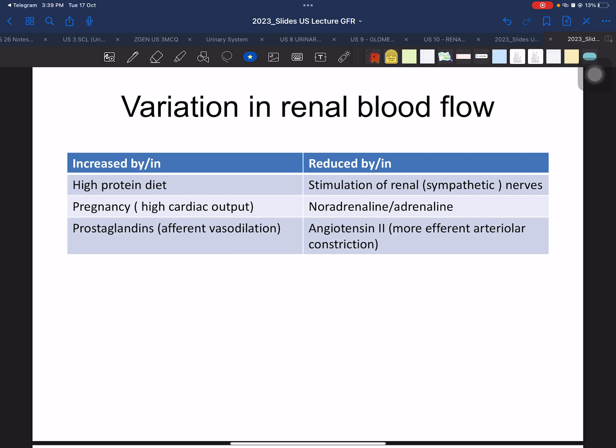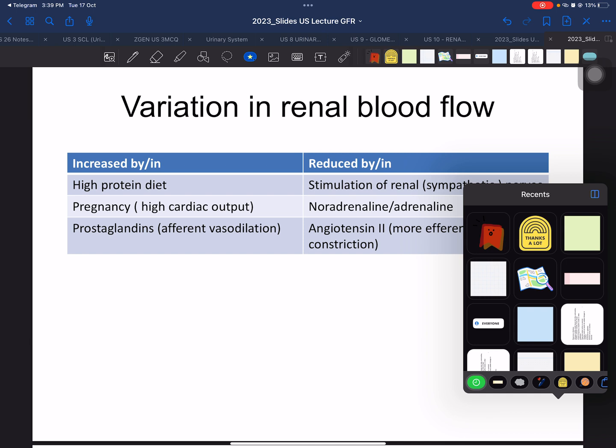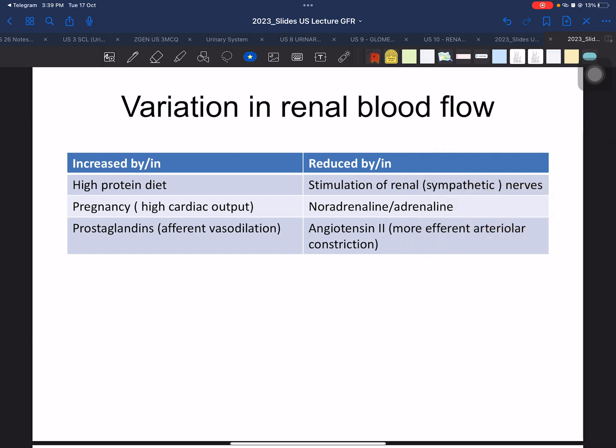Variations in the renal blood flow: it can be increased. RPF can be increased when you consume a high protein diet, and sometimes in pregnancy, where there is high cardiac output, and by prostaglandin that causes afferent vasodilation. It can be reduced by renal sympathetic nerve stimulation, noradrenaline or adrenaline, or angiotensin.